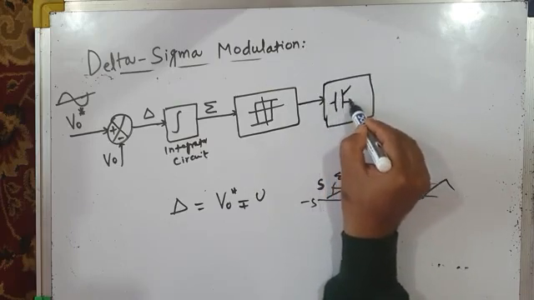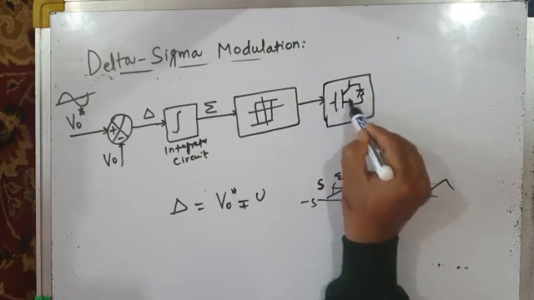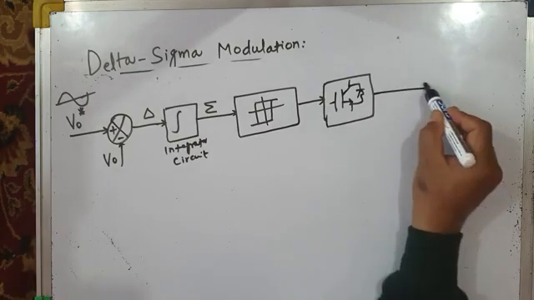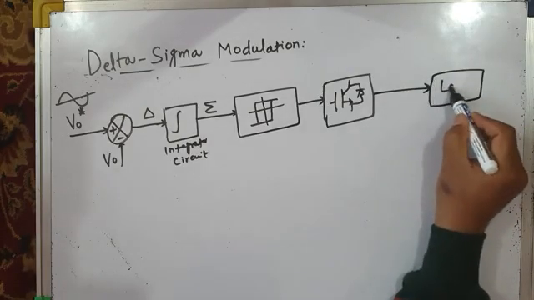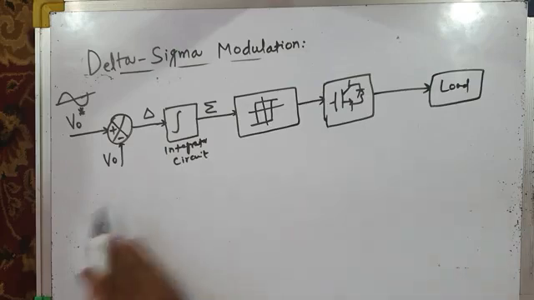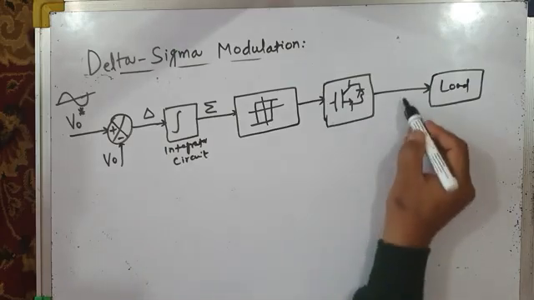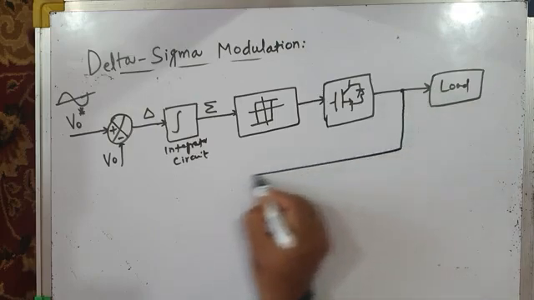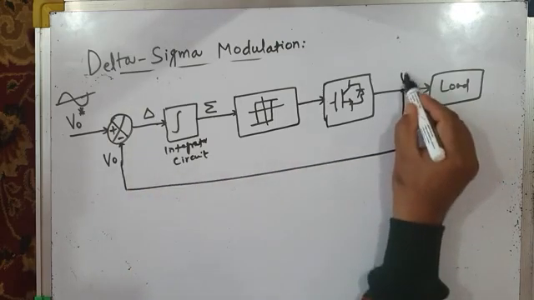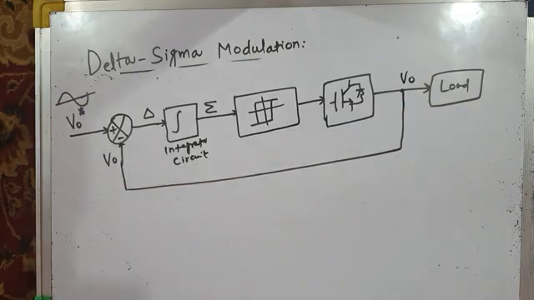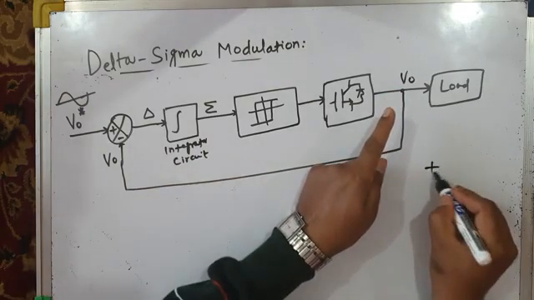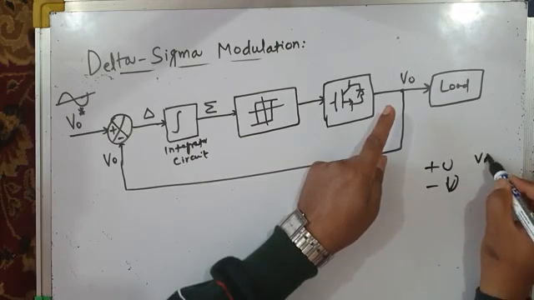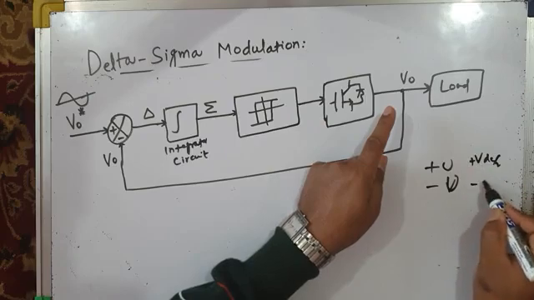source inverter. I will show the PWM voltage source inverter by a simple block like this. This is my PWM voltage source inverter, and then this is the load. It's basically a three-phase inverter, but I am showing it on a single line diagram. I may have a voltage sensor here which will sense the load voltage V0, and that V0 is directly fed to the comparator. So V0 may be either plus U at any instant of time or minus U. Plus U means plus VDC by 2 and minus U means minus VDC by 2.